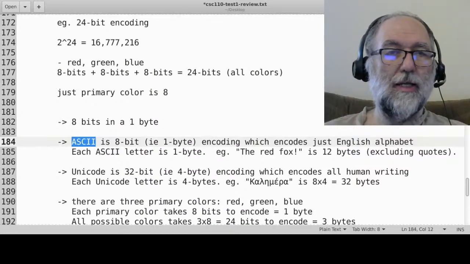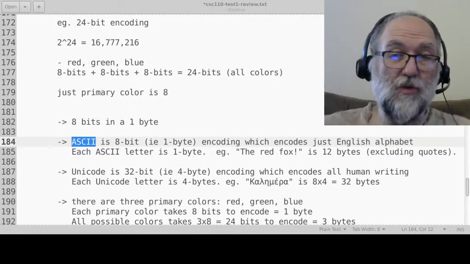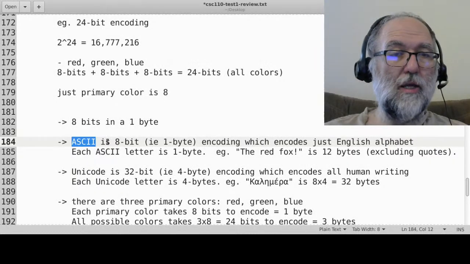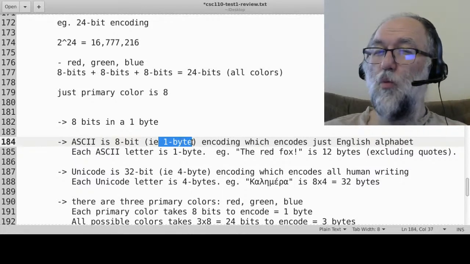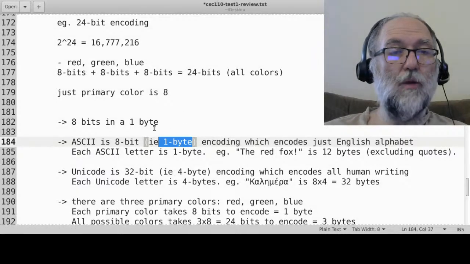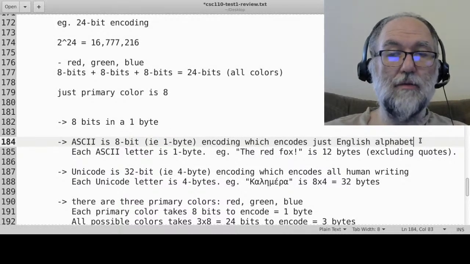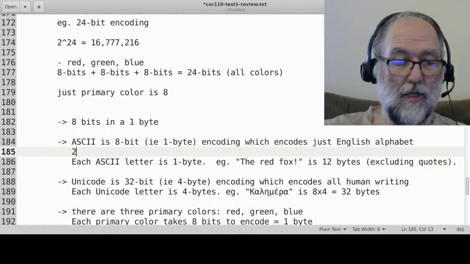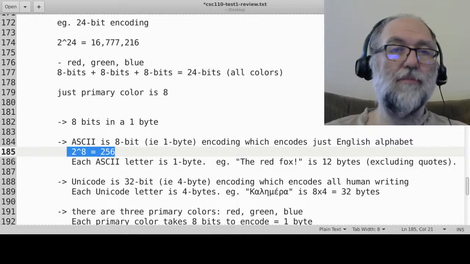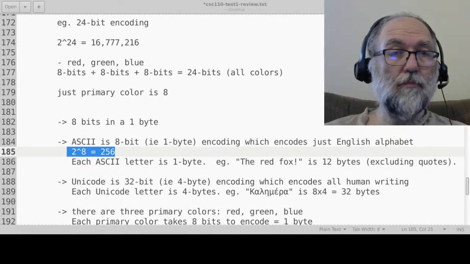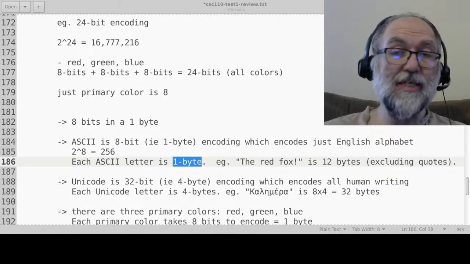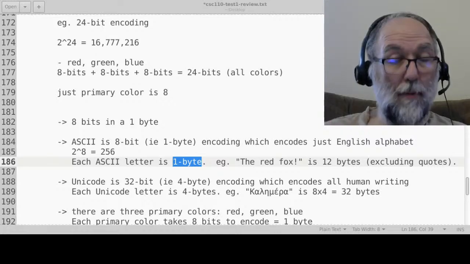Now, ASCII is the oldest encoding there is. The very first thing we had to encode was just English letters. There's not a lot of them, so we came up with 8-bit encoding. Similarly, we can call it 1-byte encoding. So if I say 8-bit encoding or 1-byte encoding, I'm really saying the same thing. With 8 bits, you can encode 2 to the 8. How big is 2 to the 8? It's 256. That's a little bit of overkill, but it's better to do 8 than 7. And so each ASCII letter is 1 byte in size. Equivalently, I could say each ASCII letter is 8 bits or each ASCII letter is 1 byte.